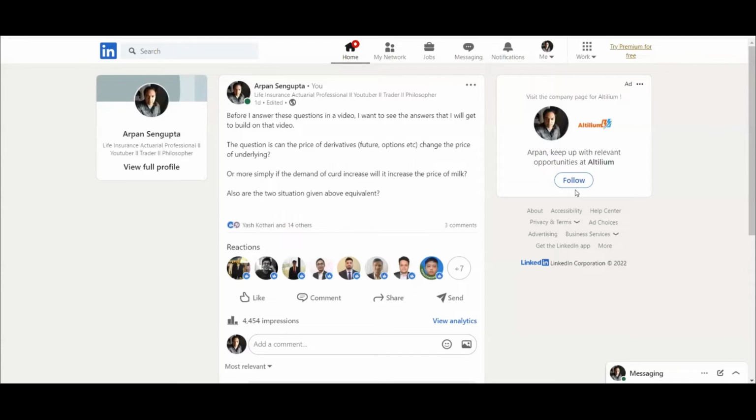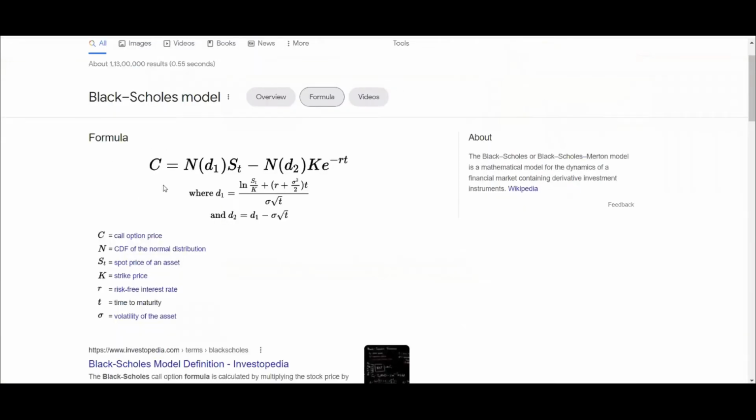And I actually told him about the Black-Scholes formula, which we'll see. So this is the Black-Scholes formula, right? Frankly, I also don't remember this formula, how it works. Nobody needs to remember this formula. It is available in Google. But we can see that the Black-Scholes formula contains ST, and ST means the price of the underlying, which is the stock price, in this case the spot price of an asset, right? So ST is the price of an asset, and you are saying that this moves the price of this, right?